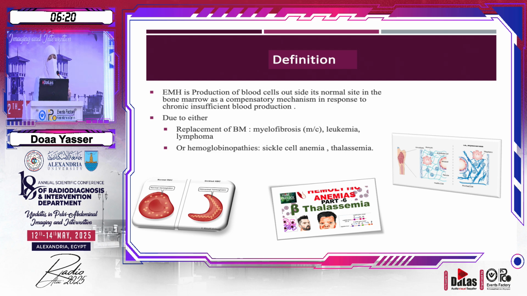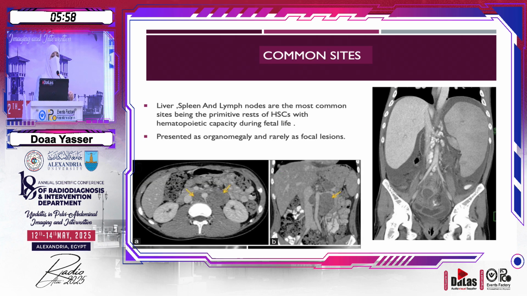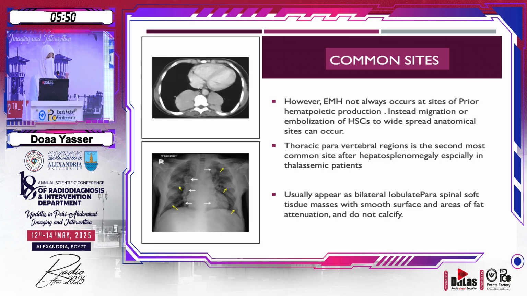That could occur due to infiltration of the bone marrow by myelofibrosis, leukemias, lymphomas, or in cases of other hemoglobinopathies, like in our case, thalassemia or sickle cell anemia. Blood production during fetal life occurs in the liver and spleen initially, and that's what we call physiological extramedullary hematopoiesis, and that explains why liver and spleen are the most common sites of extramedullary hematopoiesis later on. While the most common site in thalassaemic patients in the chest is the paraspinal soft tissue lesions.